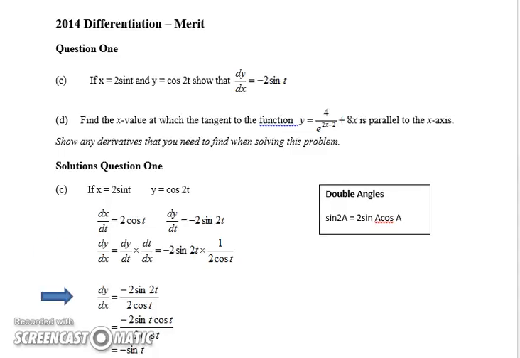And so I get dy/dx equals -2 sin 2t over 2 cos t. Now, to get to our answer, we have to use some trigonometry, and we've got this double angle formula off our formula sheet. Sin 2A equals 2 sin A cos A. Or in this context, sin 2t is 2 sin t cos t.